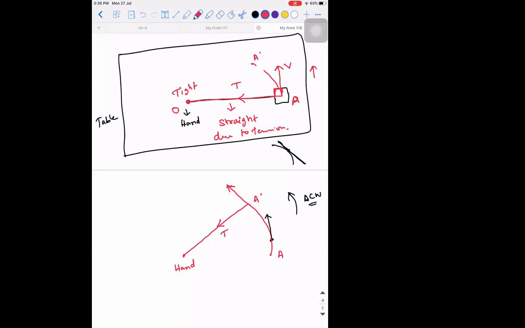So in a similar way, what will be the velocity at this point? What will be the direction of velocity at this point? Tangential. Again, tangential, in an anti-clockwise or clockwise direction. Something like this. I hope this point has gone into your mind.